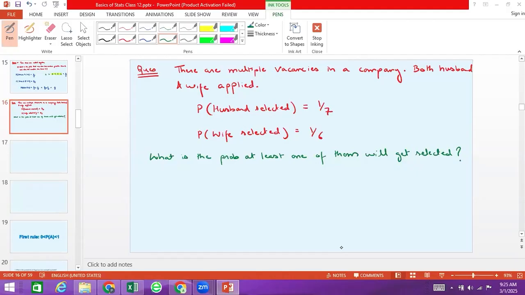So it should be like, probability of both getting selected. No, at least one of them. 1 minus probability of both getting selected. No, that's also not correct. Okay, you're thinking it right, but what you said is wrong. Both of them not getting selected. Yes, 1 minus probability of both of them not getting selected is 2 by 7. Yeah, that's correct.